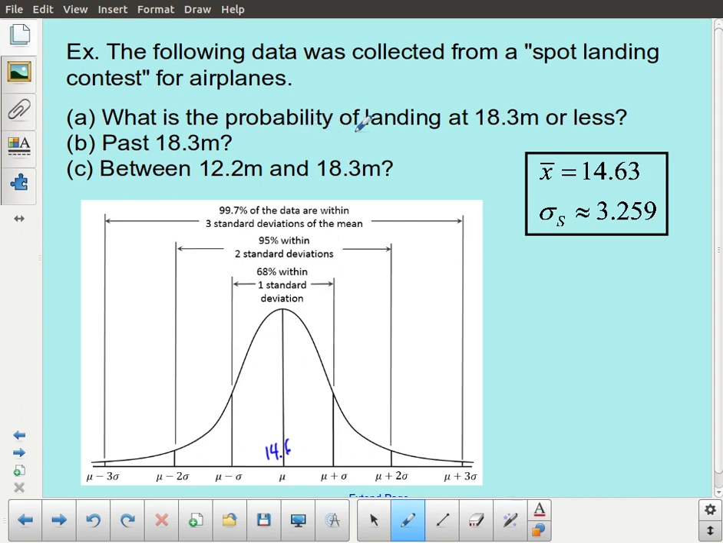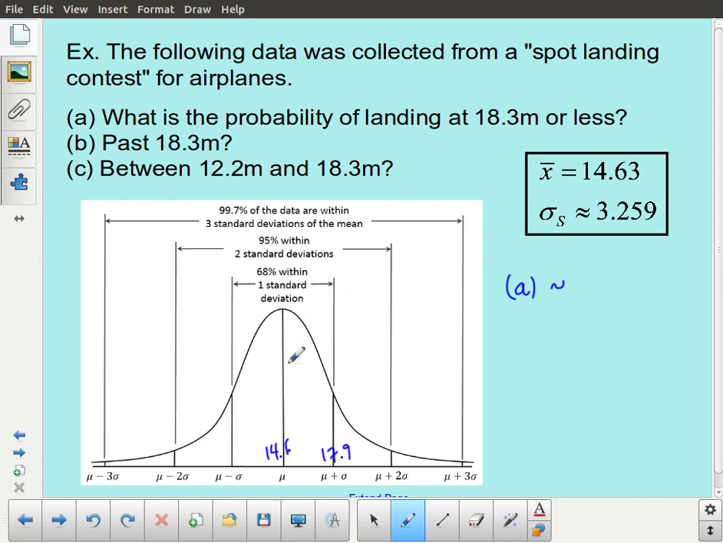What's the probability of landing at 18.3 meters or less? Well, 18.3 meters. Let's take a look at one standard deviation. If I take 14.63 and I add the standard deviation of 3.259, I end up with about 17.9. So 17.9 meters would be there. And so from this, I can come up with a pretty good estimate for what I think the answer to A is.